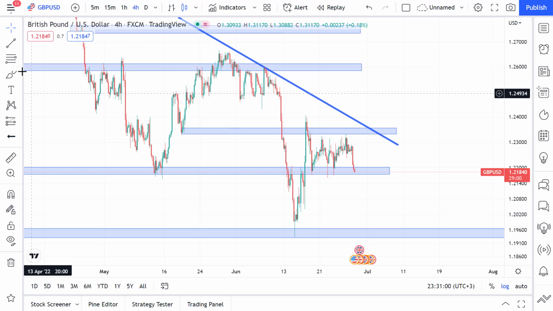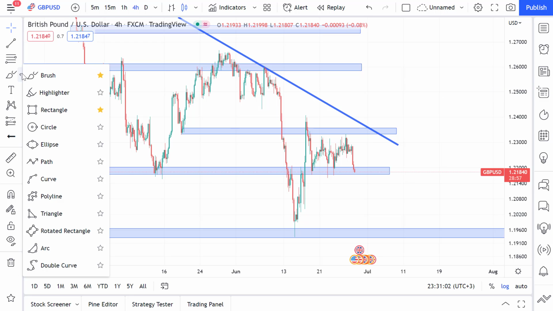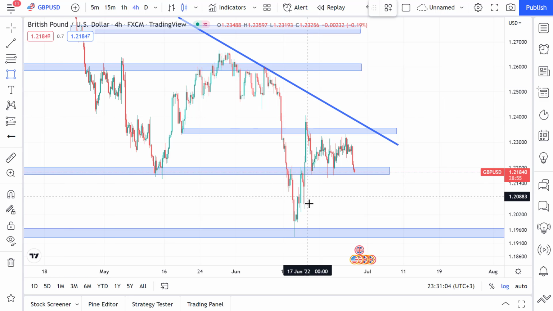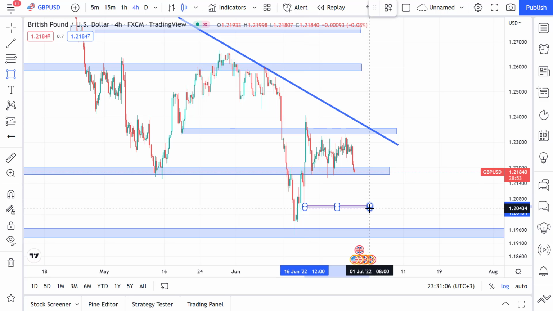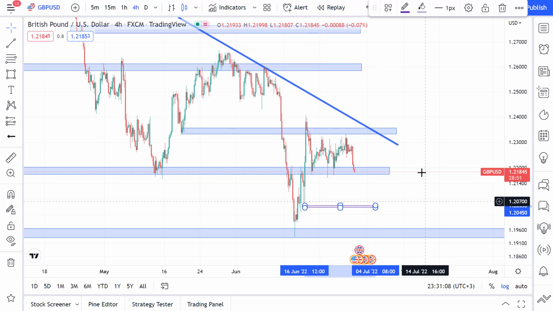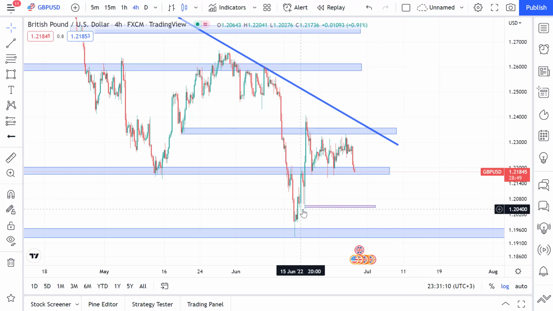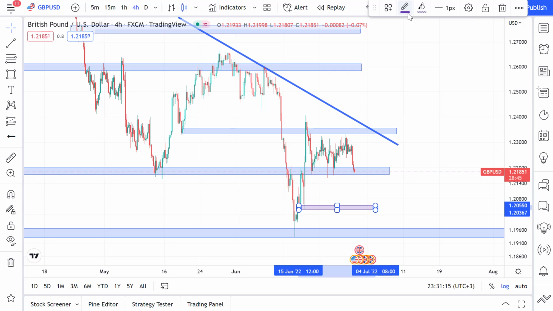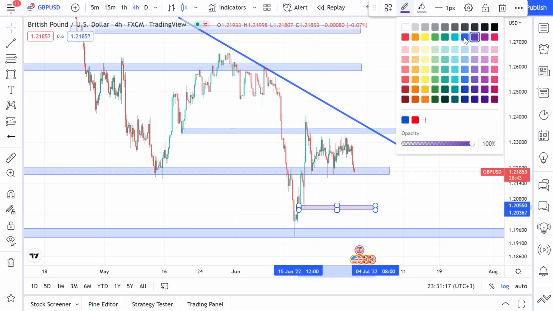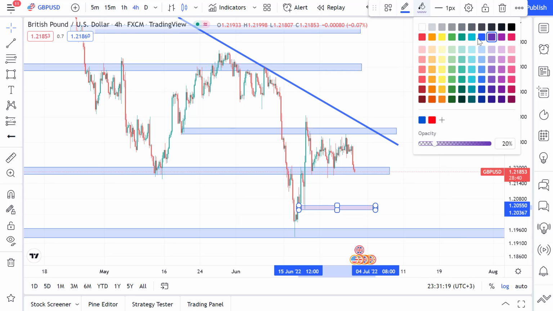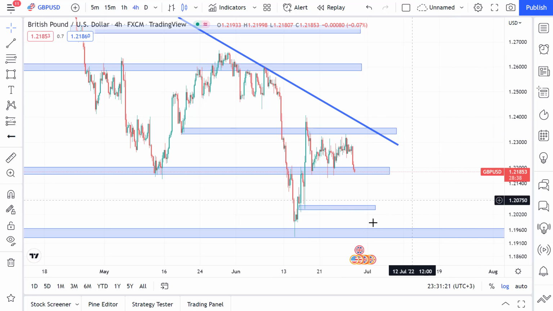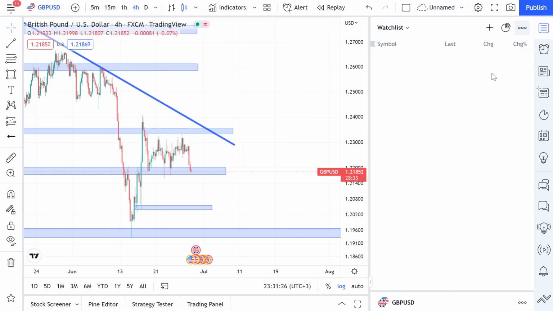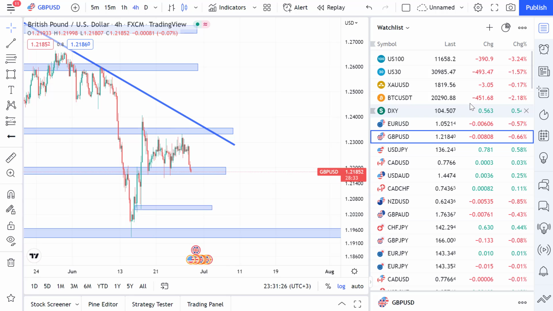Let me draw for you and just tell you how you can trade. Somehow this zone, and let me change the color to what it was. Yeah, and the next target would be 1.19. Okay, this was about pound USD.